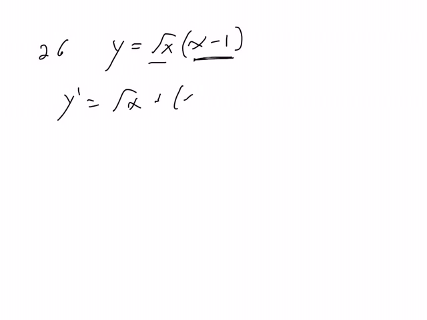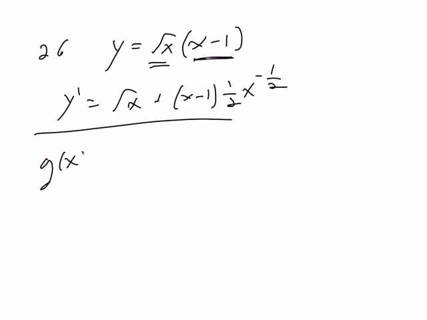Okay, next problem is problem 26, which says y equals square root of x times x minus 1. So we can say y prime, leave that the same, take the derivative of this, which is 1, plus, leave this the same, take the derivative of this, which is a half x to the negative a half.